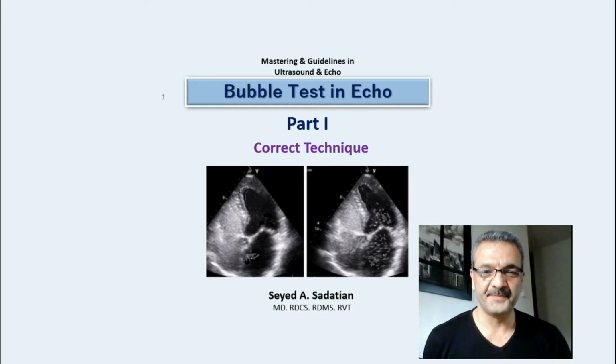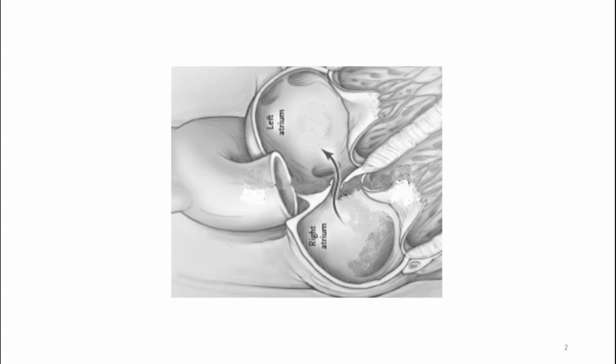Bubble study, part 1, correct technique. In a shunt from right atrium to left atrium, the blood flow and velocity is very low and cannot be detected by color Doppler. To solve this problem, we inject agitated saline through a peripheral vein.